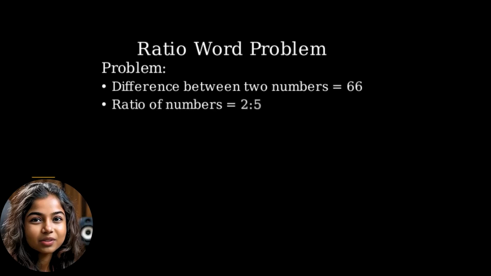Let's solve a word problem involving ratios and differences. The problem states, the difference between two whole numbers is 66. The ratio of the two numbers is 2 to 5. What are the two numbers?